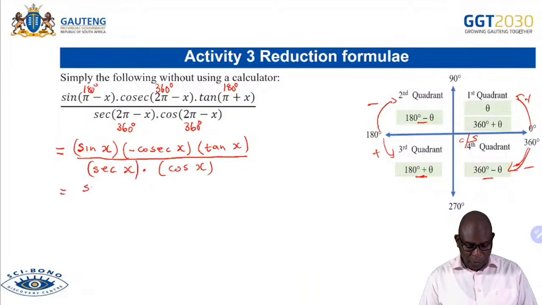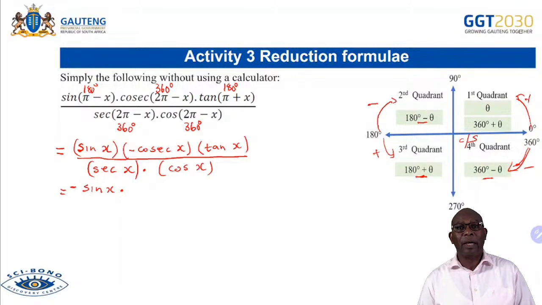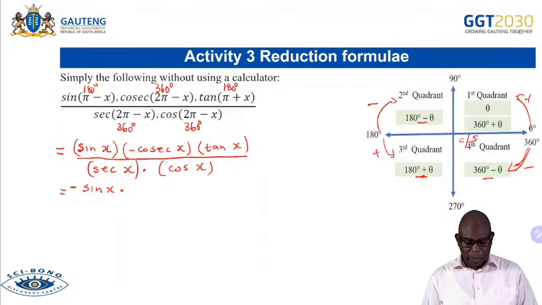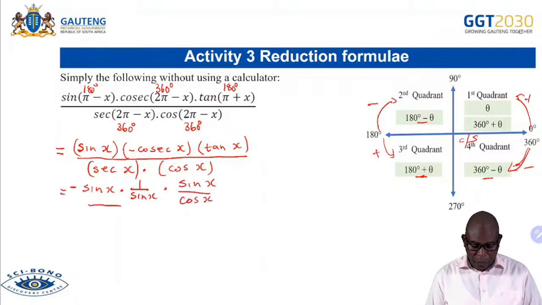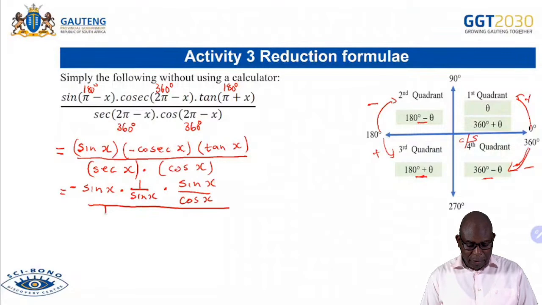Then we have sine of x multiplied by, so our answer is going to be negative, so I can put it there because I already know negative times positive times positive times positive is negative. The sec is going to be 1 over sine of x. The tangent is going to be sine of x over the cos of x, all divided by 1 over cos of x. The cos will remain cos.